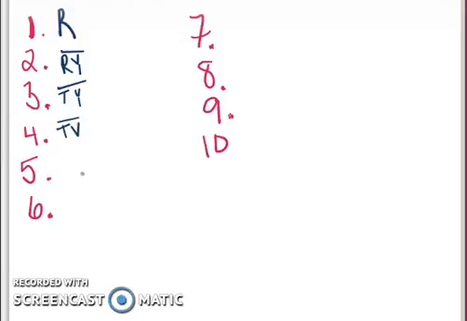Number 5, name a central angle. That means its vertex is at the center, which is R. So I could do X, R, Y would work.